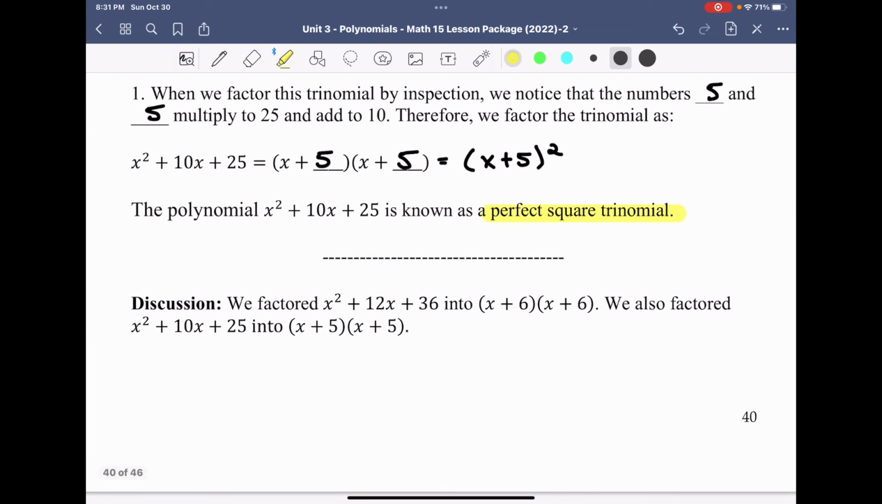Now, they say to have a discussion on this, but we've pointed out all the important facts here. We know that if we have the same factor and a equals 1, so we can do inspection for both of these, then the factor will be the same, and we can write it as a squared rather than writing it out as two binomials.